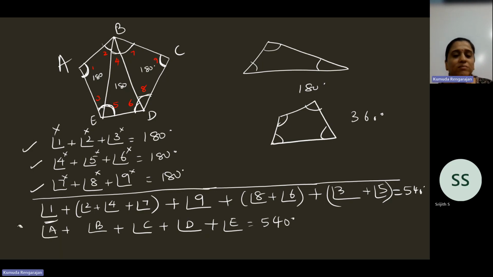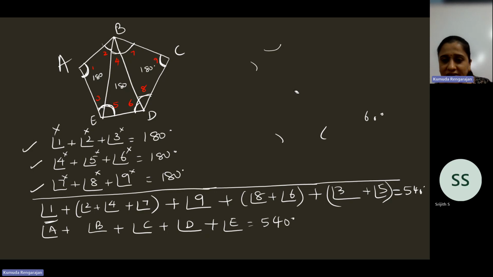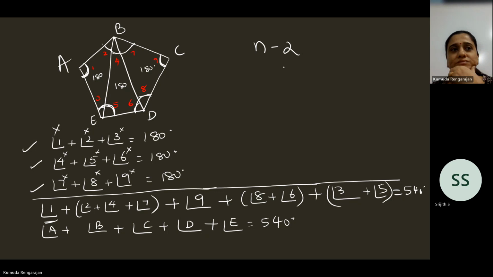How many sides does the pentagon have? 5 sides. But you are able to divide it into how many triangles? 3 triangles. That is, if it has 5 sides, the number of triangles is only 3. That means n minus 2 triangles. If the figure has n sides, you can divide it into n minus 2 triangles. No, n stands for the number of sides.